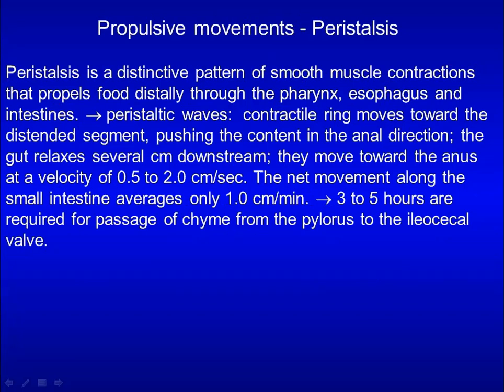It occurs in the form of peristaltic waves. Contractile ring moves towards the distant segment, pushing the content in the anal direction. The gut relaxes several centimeters downstream. The net movement along the small intestine averages only 1 centimeter per minute. As a result, it takes 3 to 5 hours for the chyme to move from pylorus to the ileocecal valves.